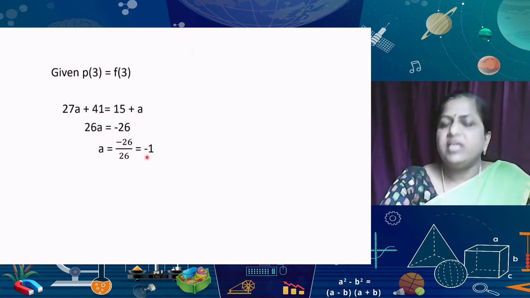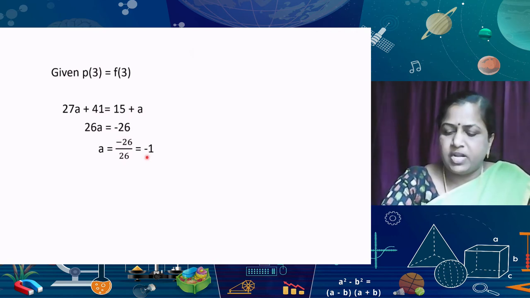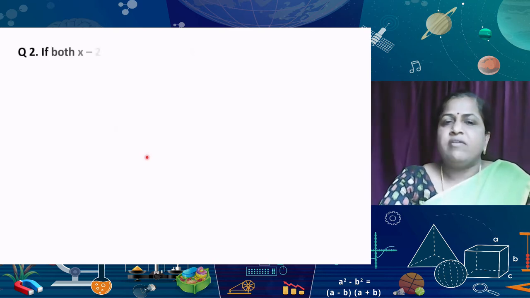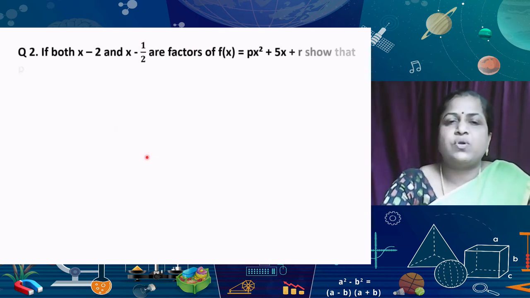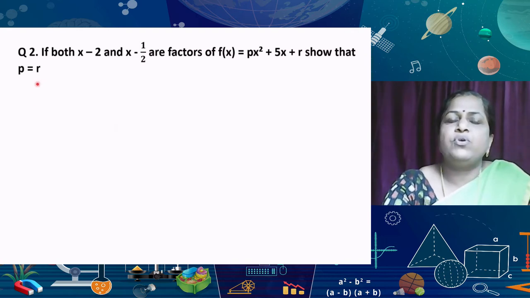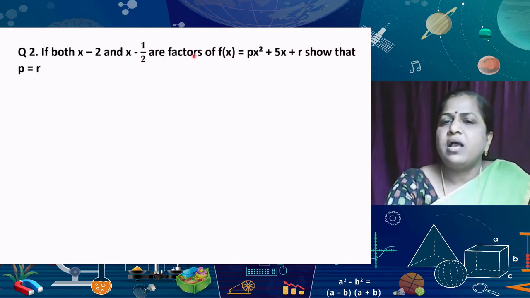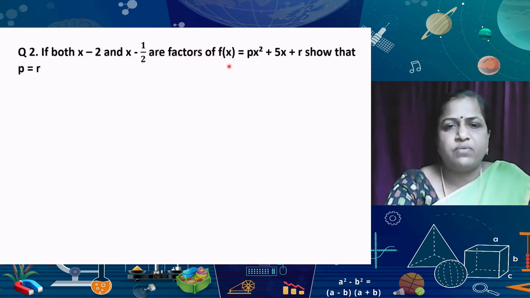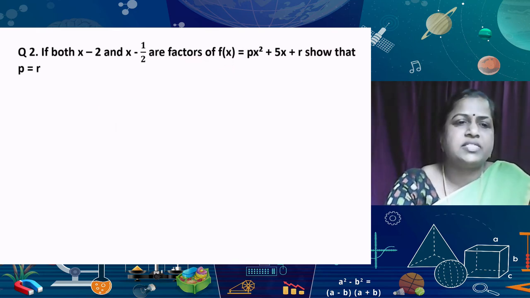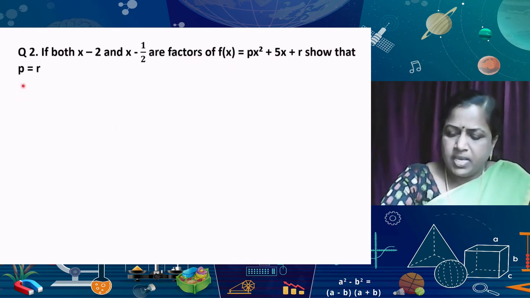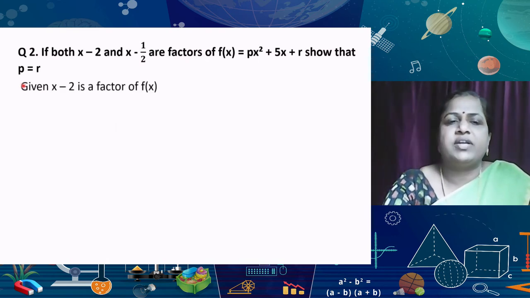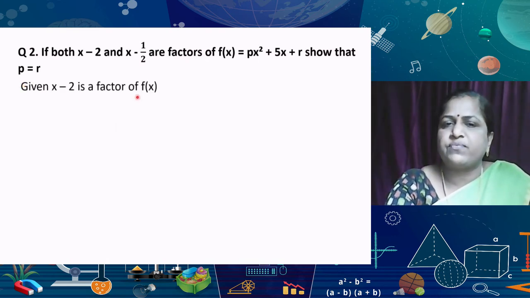In this way, we can use the remainder theorem. Now in the next part, we can use the factor theorem to solve this question. If both x minus 2 and x minus 1/2 are factors of the polynomial f(x) equal to p x square plus 5x plus r, show that p is equal to r. Here, first we are given x minus 2 is a factor of f(x).